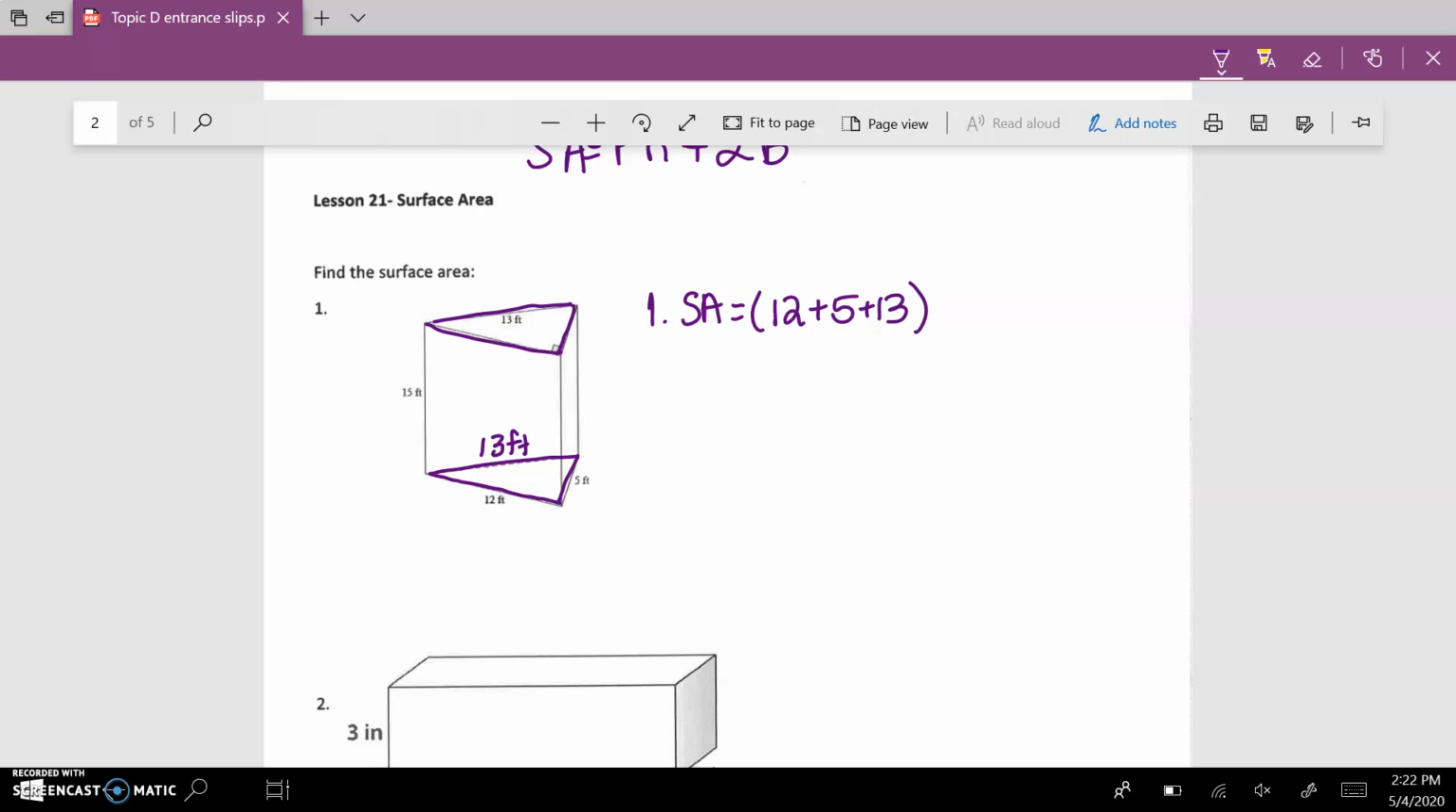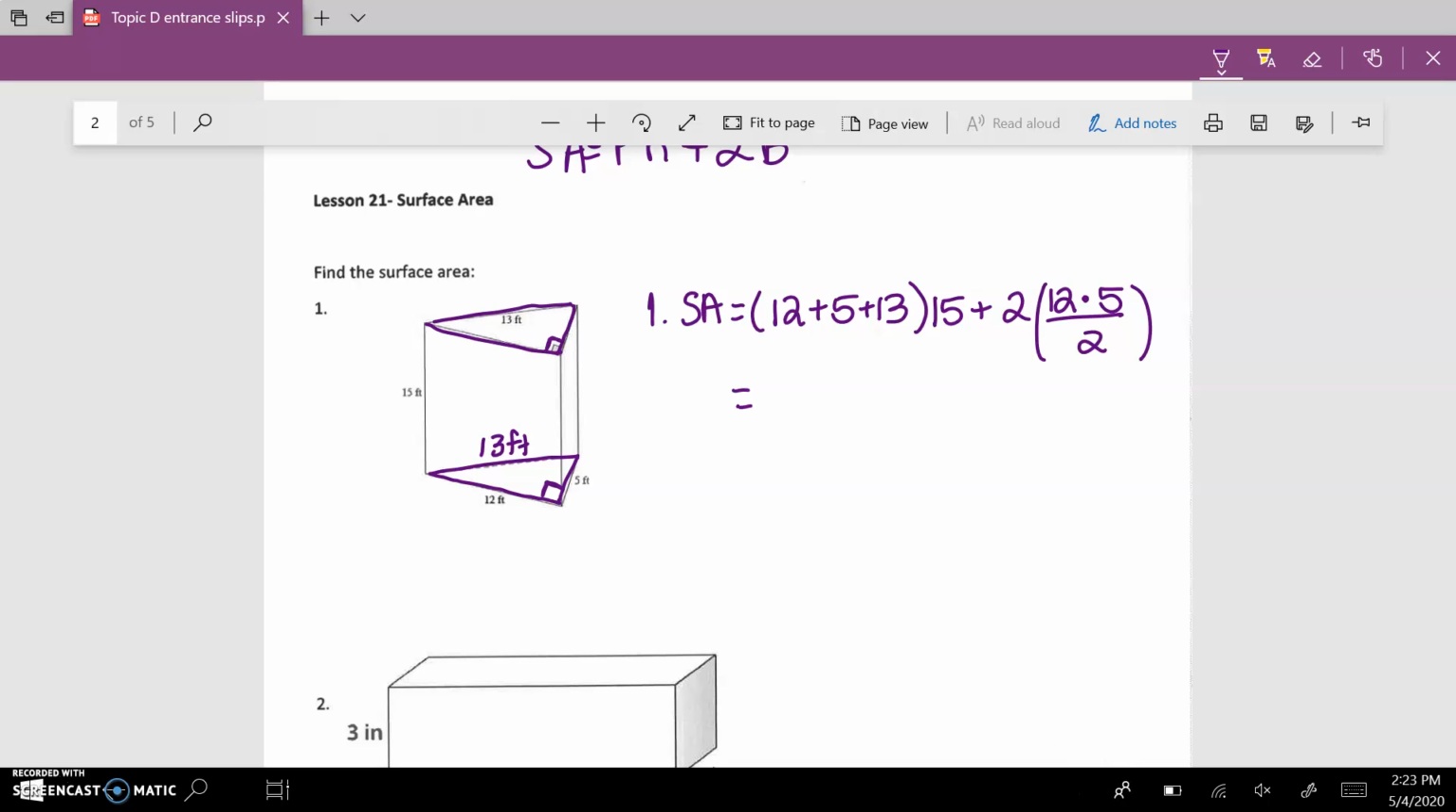Times the height of the shape, which would be 15, plus 2 times the area of the base. So area of a triangle is the base times height divided by 2. They give you this little right angle sign here on the top one. That's very important because that tells us what's the base and the height, which would be the 12 times the 5 divided by 2. All right, so that's the formula.